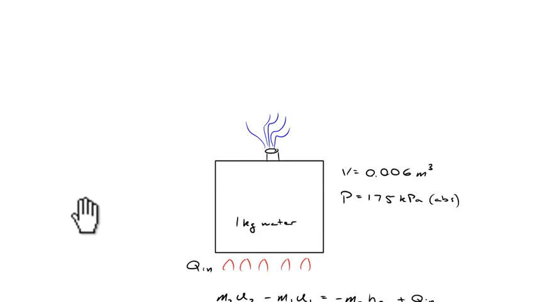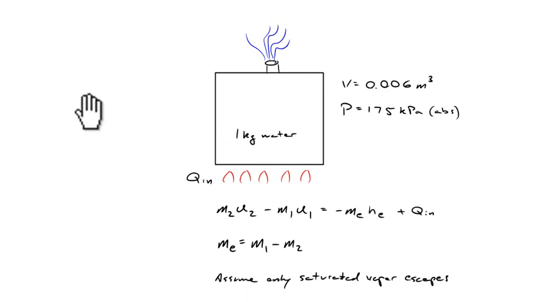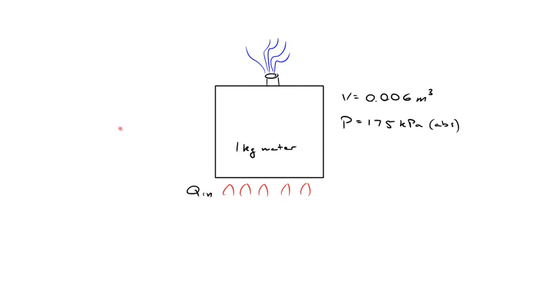So let's look at the pressure cooker problem. What it's saying is we've got a pressure cooker, a pressurized vessel, and there's initially 1 kilogram of water within the vessel. The vessel has a volume of 6 liters, or 0.006 cubic meters. And it says the release valve is such that the pressure within the vessel is maintained at 175 kilopascal. So 1 kilogram of water in here, we know its volume.